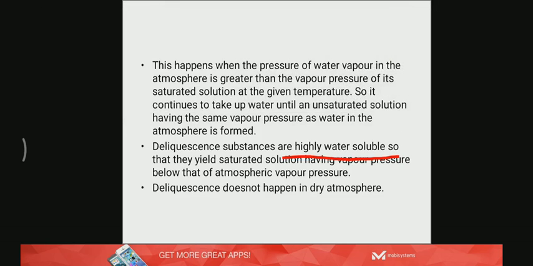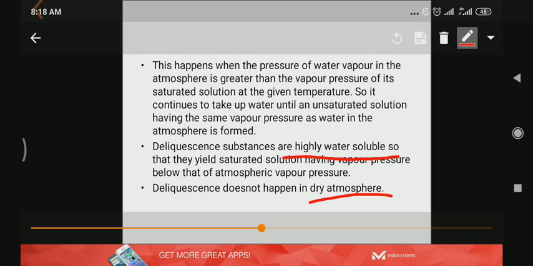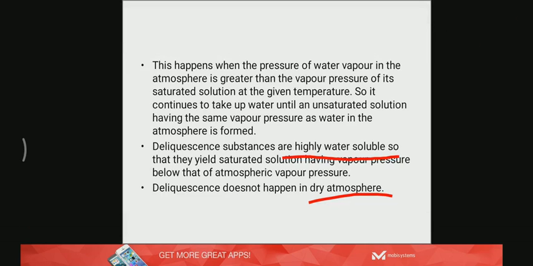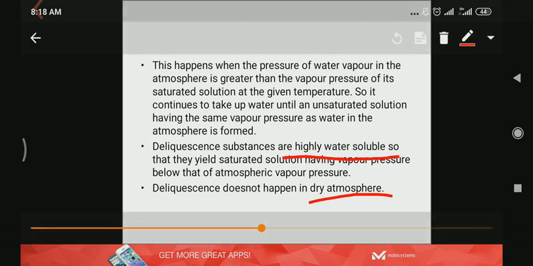So deliquescence does not happen in a dry atmosphere. That I told you, if there is no water vapor in the atmosphere, it cannot absorb. So deliquescence happens in a moist atmosphere, and it doesn't happen in a dry atmosphere.